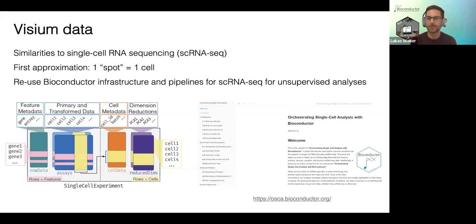And I think in one of the next talks, Dario Righelli is going to talk about their extensions to that for spatial data. And on the bottom right, this is the Orchestrating Single-Cell Analysis online textbook, which was initiated by Stephanie Hicks and maintained in large part by Aaron Lun. And we can reuse many of the methods from there.